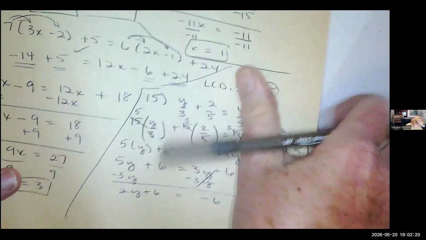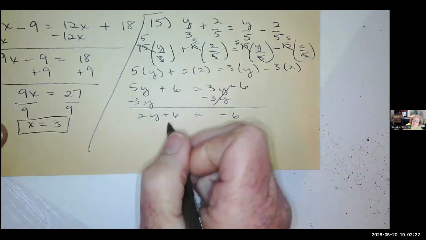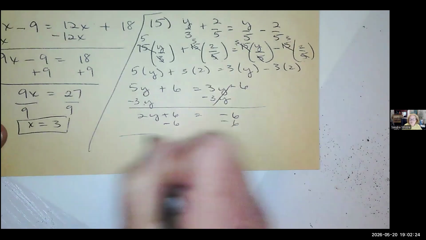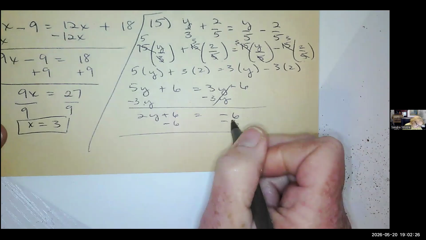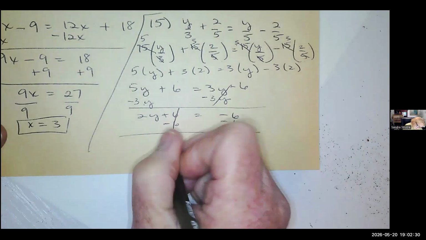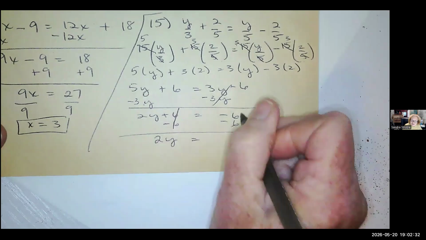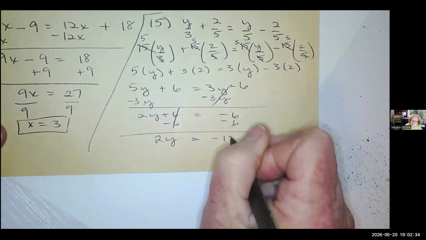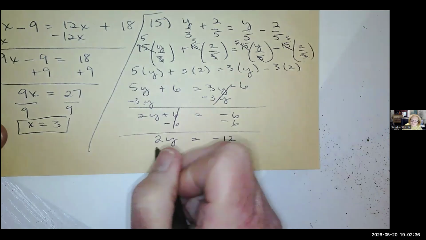Subtracting 6 from both sides. Be careful. So many people will be like, oh, that's 0. That's because they don't take the time to write the step. Don't be that person. Negative 6 plus negative 6 is negative 12. Signs are the same. You add and keep the sign, and then divide both sides by 2. Y is equal to negative 6.